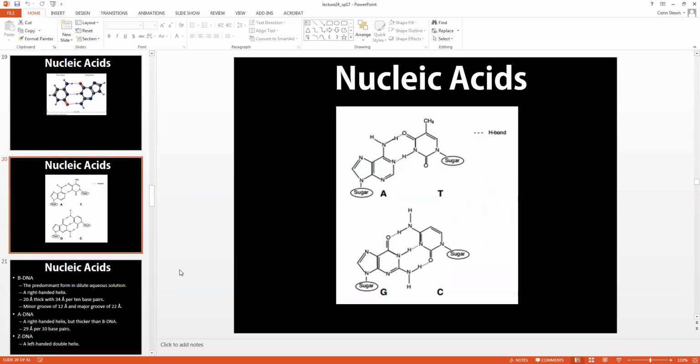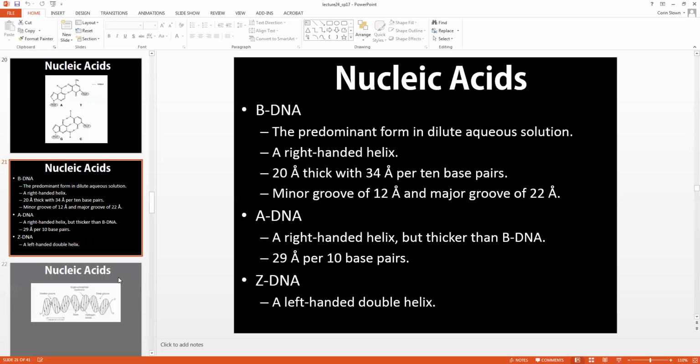You're going to be responsible for recognizing how to draw the hydrogen bonds between a molecule of A and a molecule of T, as well as a molecule of C and a molecule of G. So part of that is recognizing what is the hydrogen bond donor and what is the hydrogen bond acceptor.